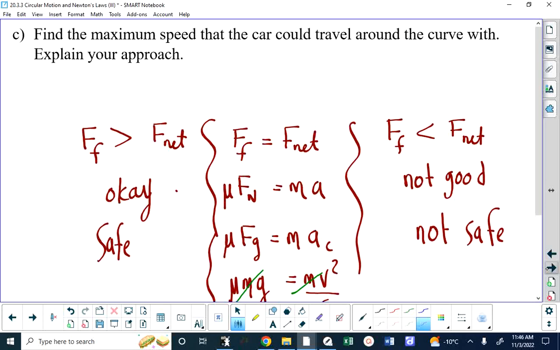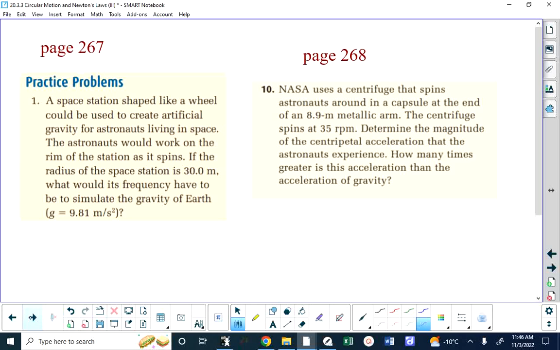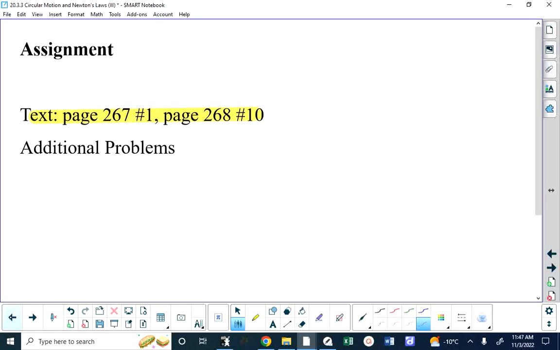All right. I want you to get started on these. You still have 20 minutes. Let's get as much done in class as we can today. Text 267 and 268. Those are problems that deal with artificial gravity. And then there are 4 more questions, I think, in your handout. I believe those deal with cars on circular tracks.